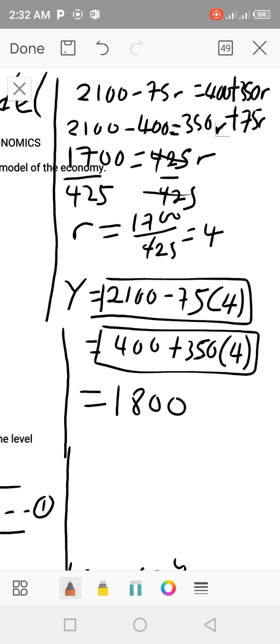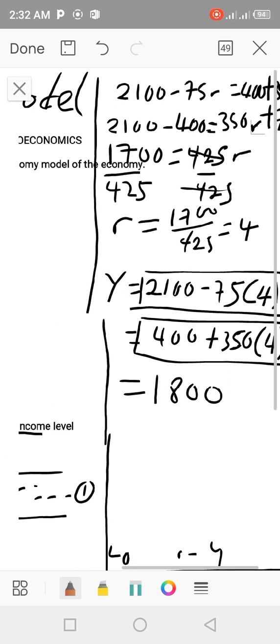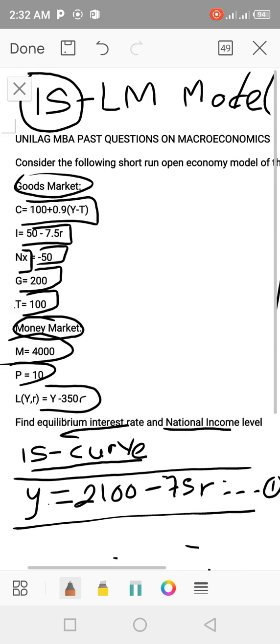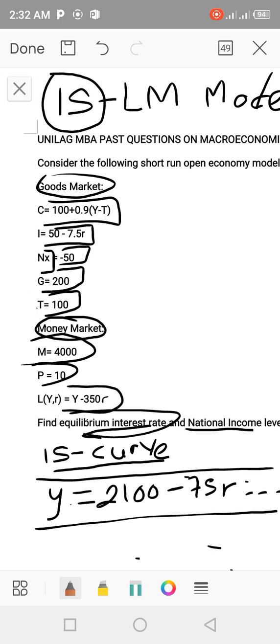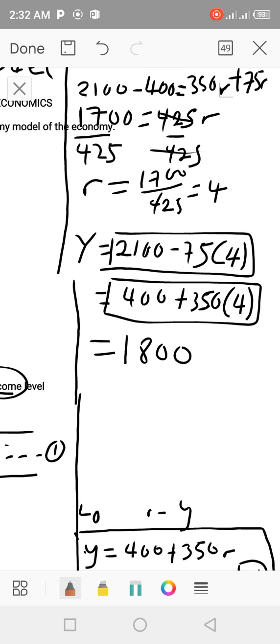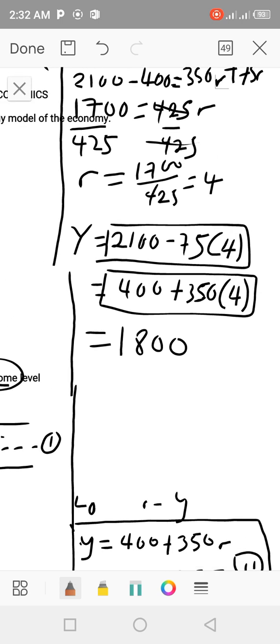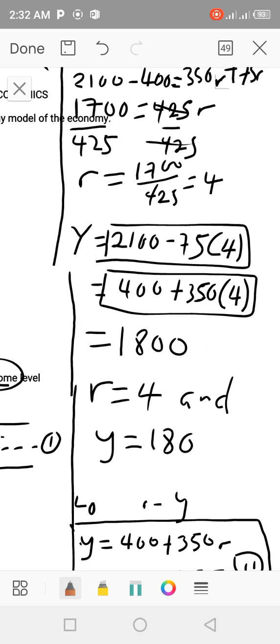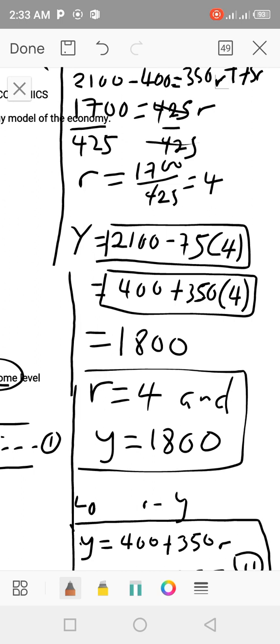Therefore, the equilibrium interest rate and the equilibrium national income, as instructed in the question, are 4 and 1,800 respectively. So that is the final answer.